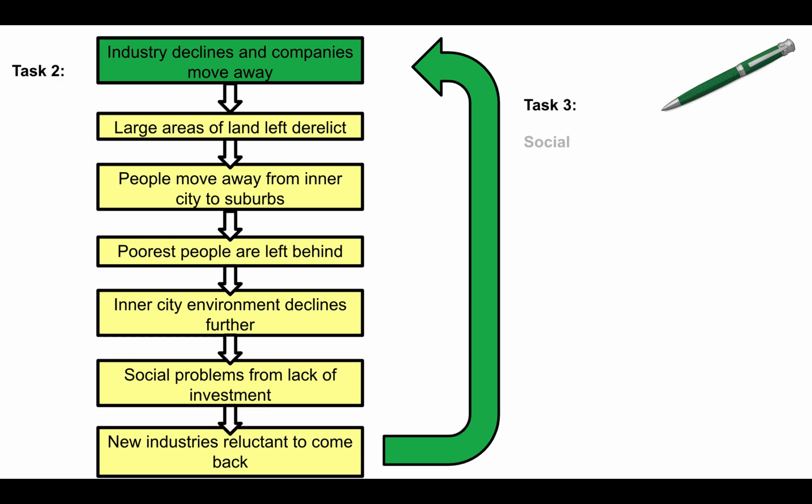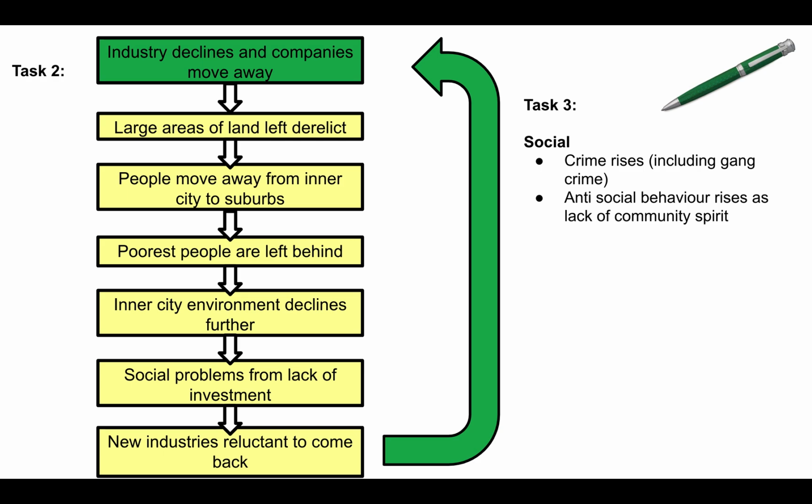Task 3 was to think about what some of those other problems are that come with this. When we're talking about the poorest people left behind, what kinds of social problems come out of that? What happens when the environment declines even further? So, for instance, we've already mentioned rising crime, and that can include gang crime. If any of you have seen the movie, is it a movie or documentary, Detroit, you can see a huge example of how this urban decline fuels higher gang crime.